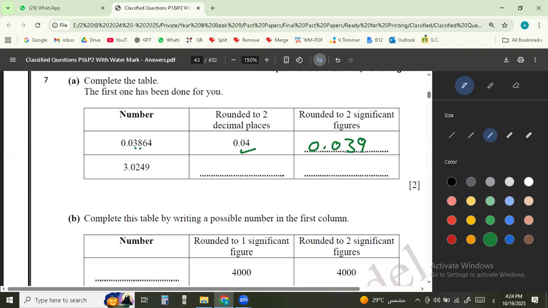2 decimal places. So I need to stop here. The 2, look at the digit after. The small digit is weak, so it's 3.02.